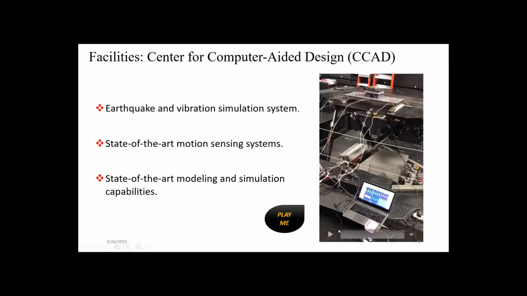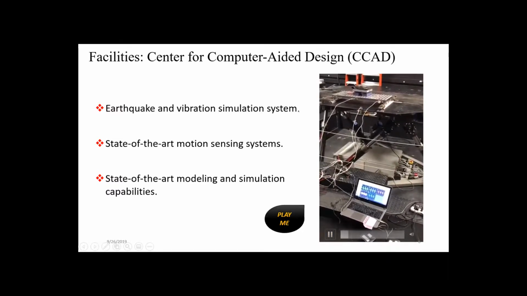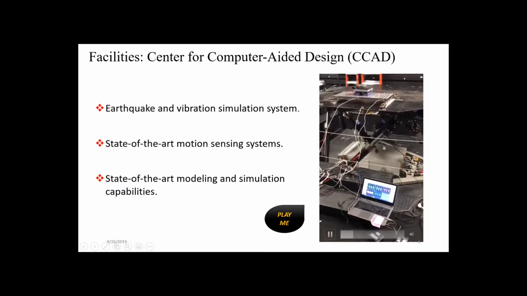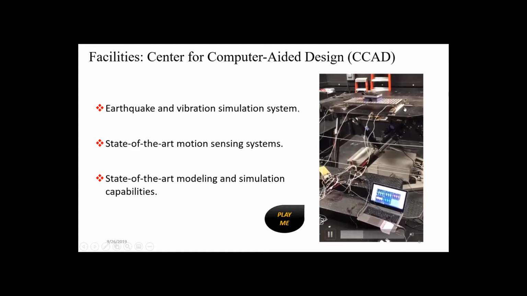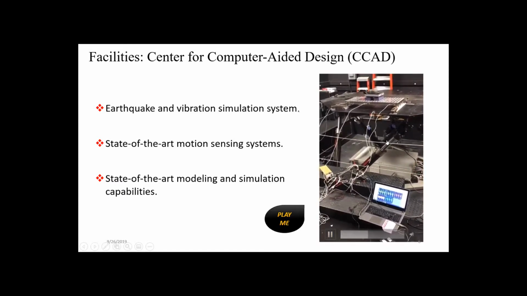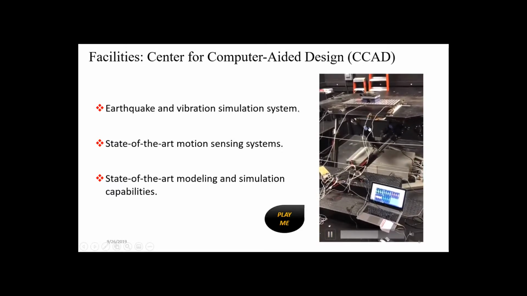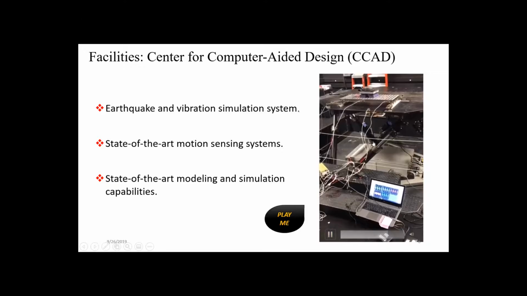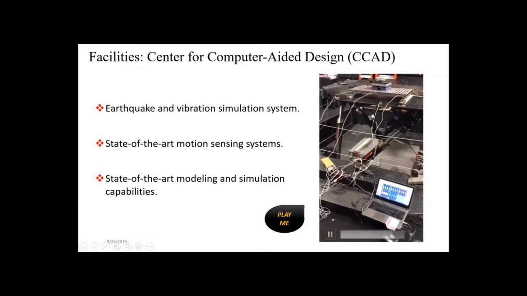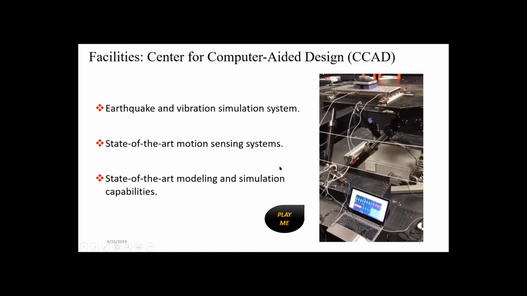At the Center for Computer Design, we have a shaker table. We can put a structure on this shaker, and we can simulate different types of loading and vibration. For example, this is a simulation of an earthquake signal. We also have different types of motion sensors, force sensors, and pressure sensors. So really, we can deal with this problem with confidence. And we also have experience in modeling, so we feel more comfortable doing such a challenging problem.